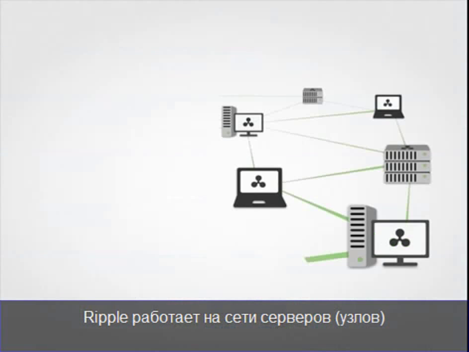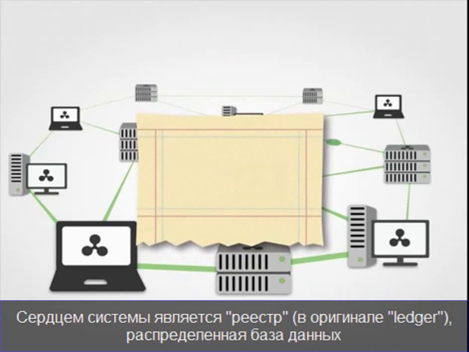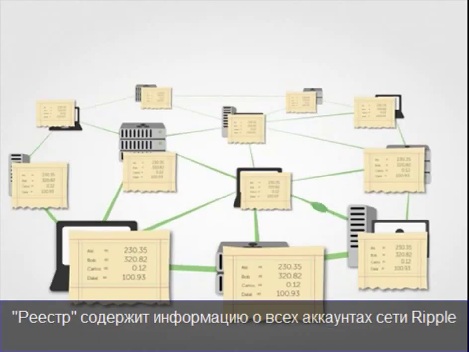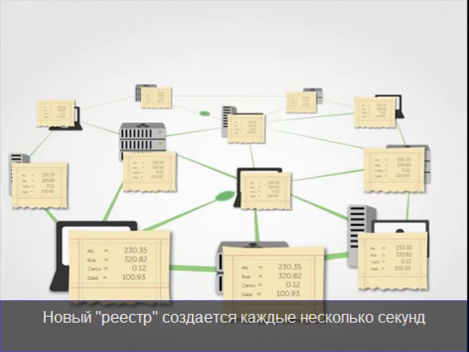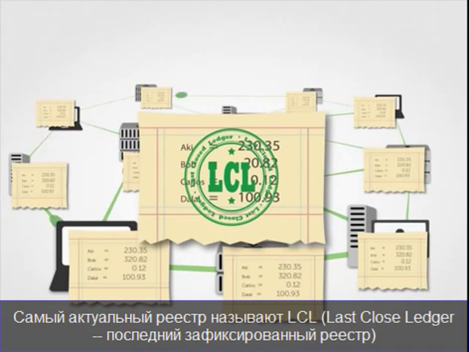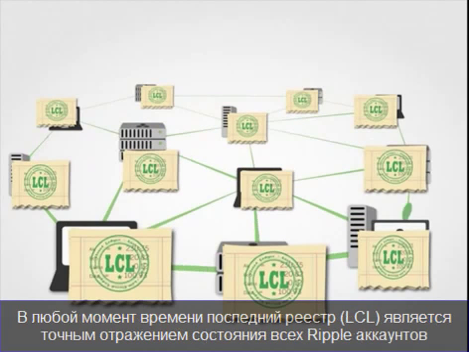Ripple runs on a network of servers. At the heart of the network is the ledger. It is a distributed database, a database shared with all the servers in the Ripple network. It stores information about all Ripple accounts. A new ledger is created every few seconds. The most recent ledger is referred to as the last closed ledger. At any time, the last closed ledger is a perfect record of all Ripple accounts.